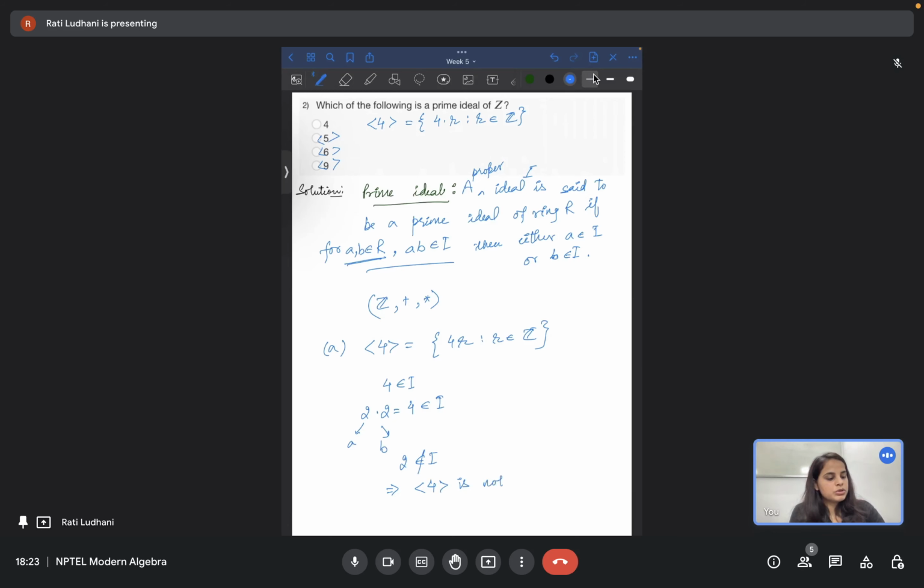Why does 2 not belong to I? Because here you only have the multiples of 2, and you don't have something like 1 by 2. So R is not like 1 by 2. This is not the case because you have only integers to put here. Right? So this is not a prime ideal. Exactly.